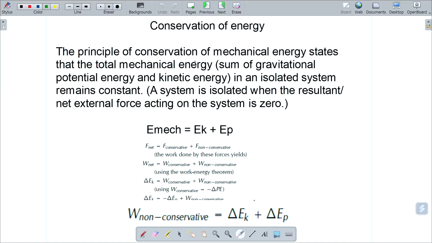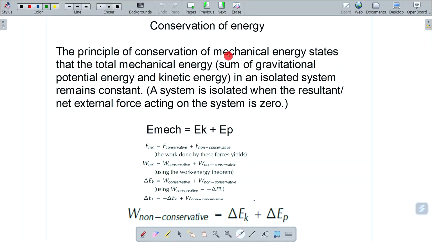Now the whole section is on work, energy and power, and we've discussed the idea of work, we've discussed the idea of conservative and non-conservative forces, and now we'll put that together with the idea of the conservation of energy.